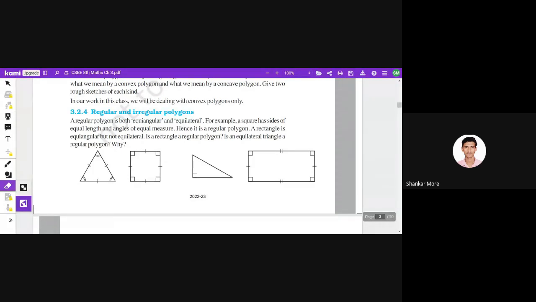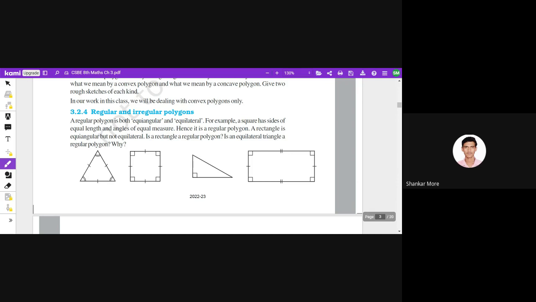Okay, so we can proceed with the next topic. That is regular and irregular polygons. A regular polygon is both equiangular and equilateral. For example, a square has sides of equal length and angles of equal measure. So hence it is a regular polygon. It's pretty simple. If the angles and the sides are equal, then that polygon will be said as a regular polygon.